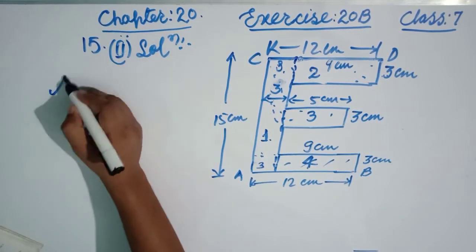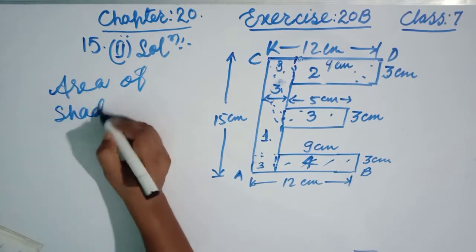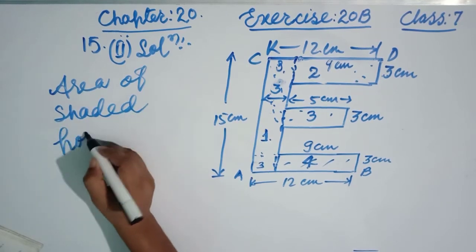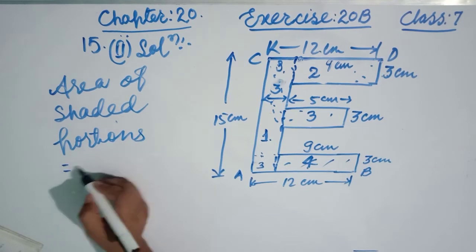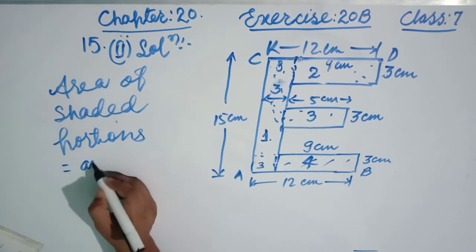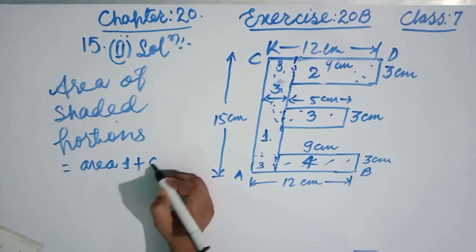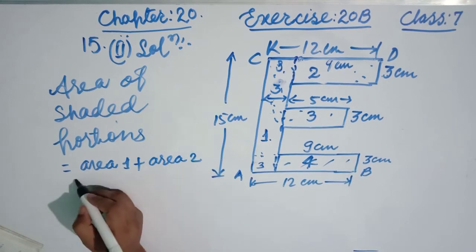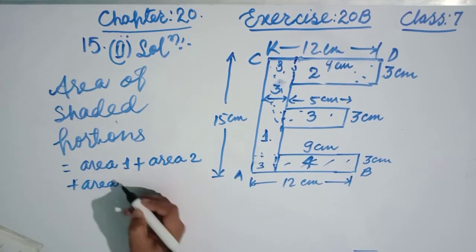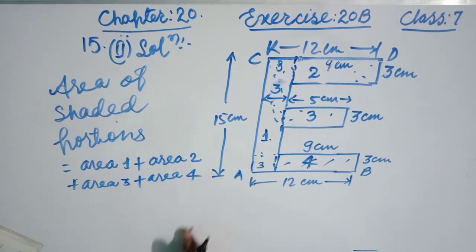Now, the area of the shaded portion, friends, is the figure area: first plus area of second, friends, plus area of third plus area of fourth.